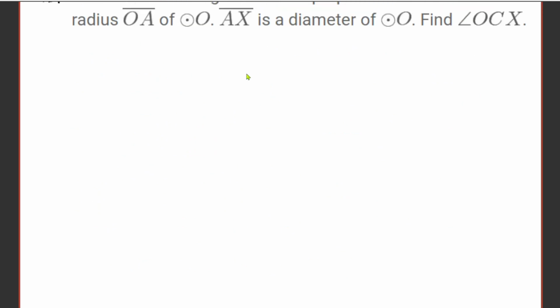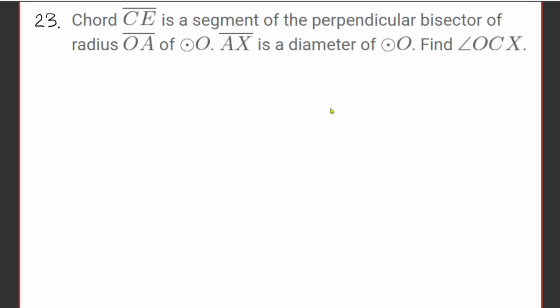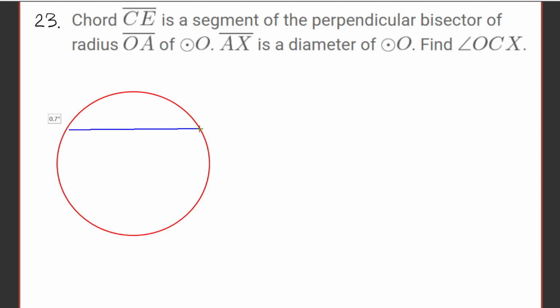Question number 23. Chord CE is a segment of the perpendicular bisector of radius OA of circle O. AX is a diameter of O. Find angle OCX. Okay, first of all, let's draw a circle to illustrate the situation here. We have a chord CE. So let's suppose this is our chord CE. And chord CE is a segment of the perpendicular bisector of radius OA. Okay, suppose this is radius OA.